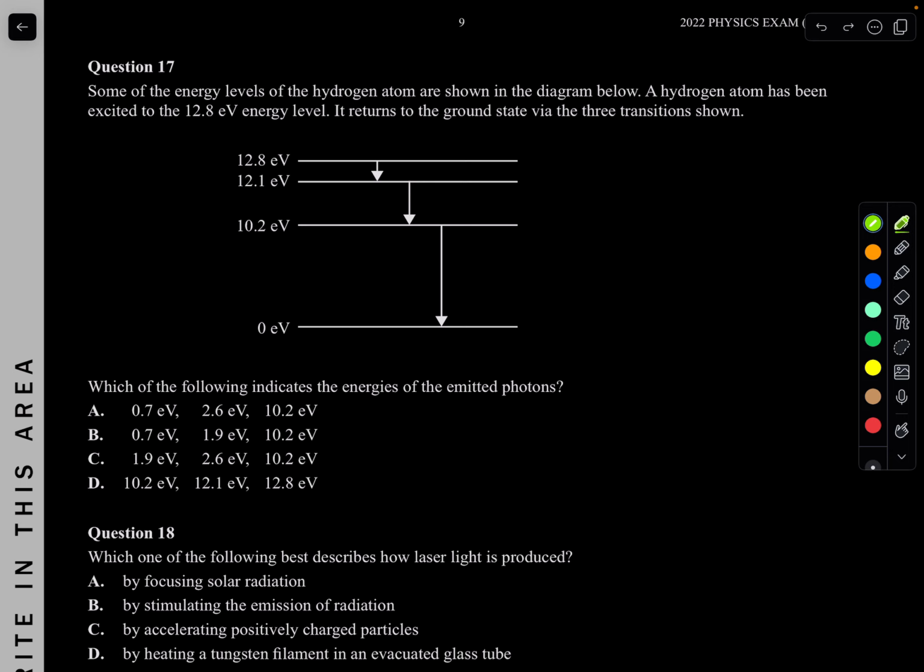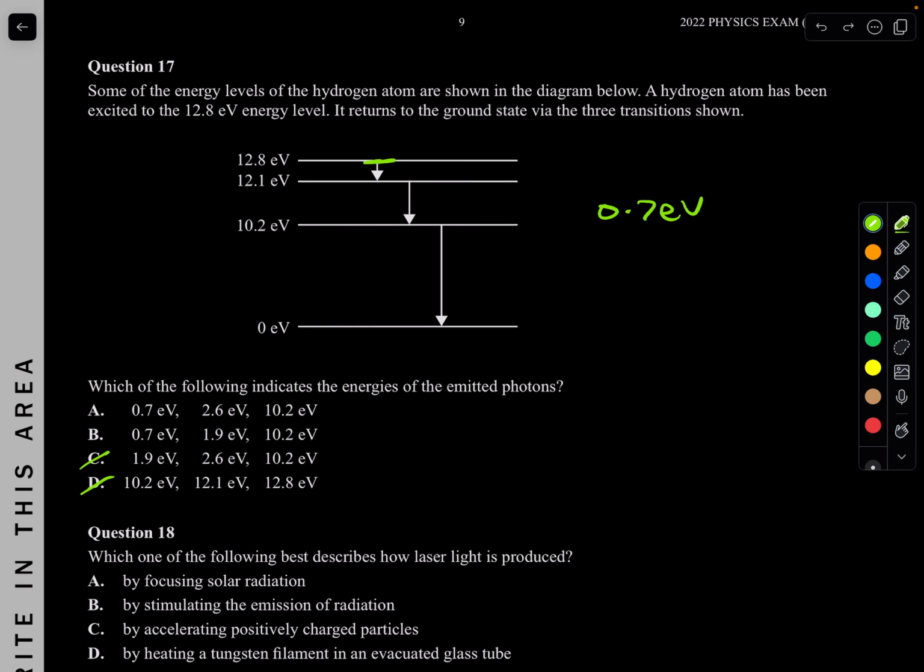Easy. The first one is going from 12.8 electronvolts to 12.1, so you subtract those, and that's going to be 0.7 electronvolts that would be emitted. So C and D are wrong, so that's the first one that will be emitted.